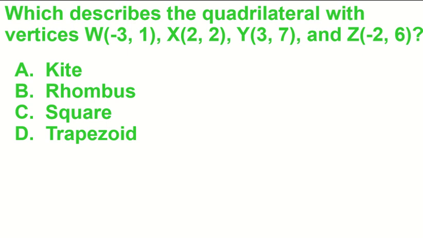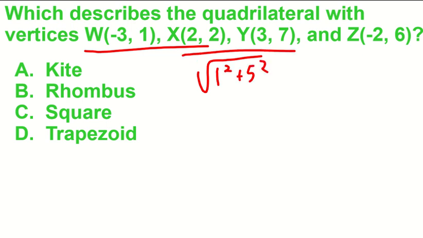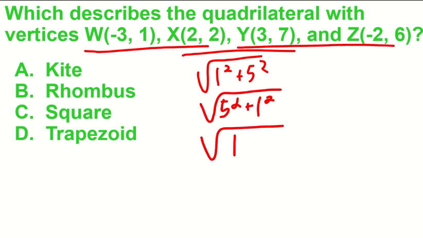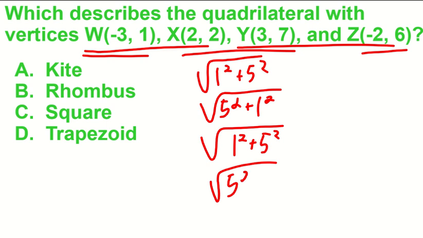All right, so from W to X, I've got square root of 1 squared plus 5 squared. From X to Y, I've got square root of 5 squared plus 1 squared. Y to Z, square root of 1 squared plus 5 squared. And then Z back to W, we got the square root of 5 squared plus 1 squared.